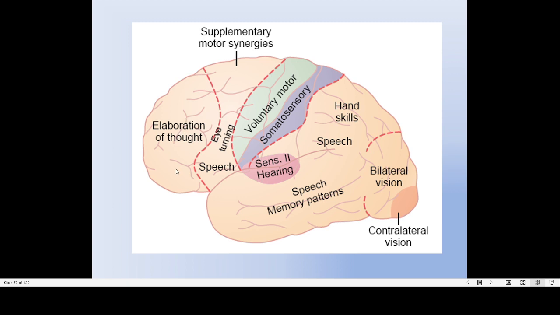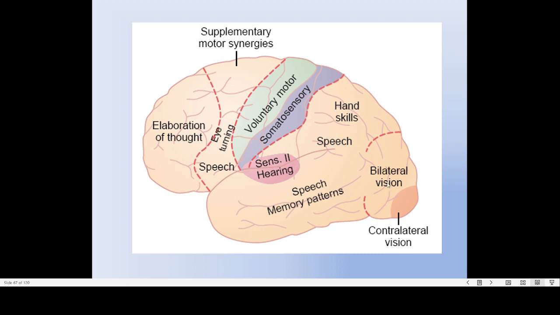Then in the lower part of the association area, below the supplementary area, is the speech area, Broca's area. Just above that speech area there is an eye movement area, called the eye field area, mainly in this frontal lobe. In the parietal lobe, most of the somatosensory, that means the sensory centers and the hand skills, are associated with the speech area and also with the hearing center.